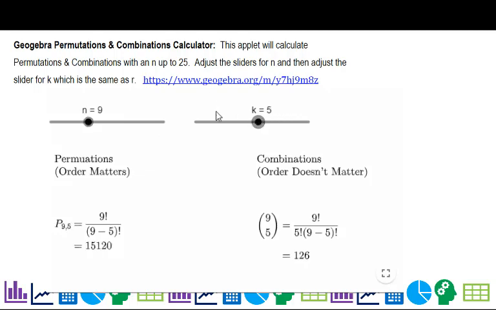Notice it uses K instead of R or X. K and R and X are the same thing for all of these problems. So here you see that the permutations is 9 factorial over 9 minus 5 factorial, or 15,120. Here, the combinations are 126. So when order matters, there are more ways to arrange things than when order doesn't.